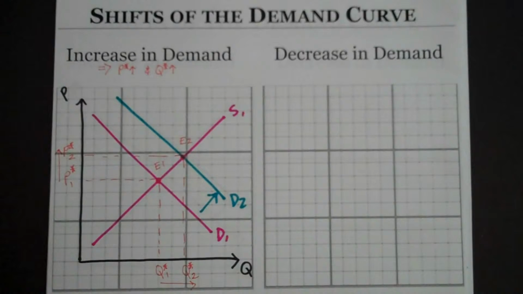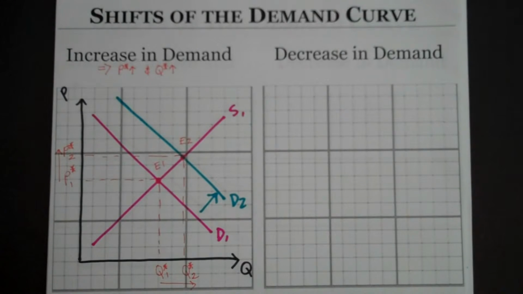Now remember, this is our quantity demanded as well as our quantity supplied. So if we shift the demand curve only and we increase it, then our equilibrium price will rise as well as our equilibrium quantity, both quantity demanded as well as quantity supplied.